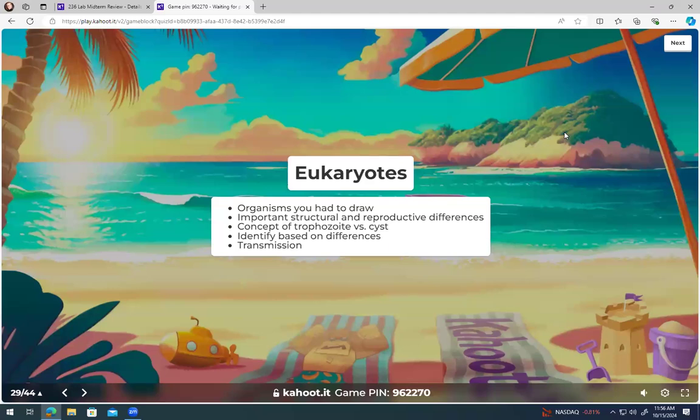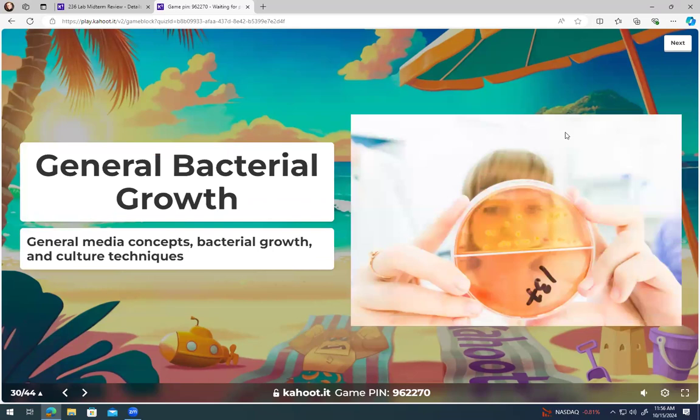All right. Like I said, differences are where you want to focus, and transmission. Do be aware of how the helminths are transmitted, because that's one of the tables that was on that worksheet. Yeah. You should probably just know how they're transmitted. Okay.